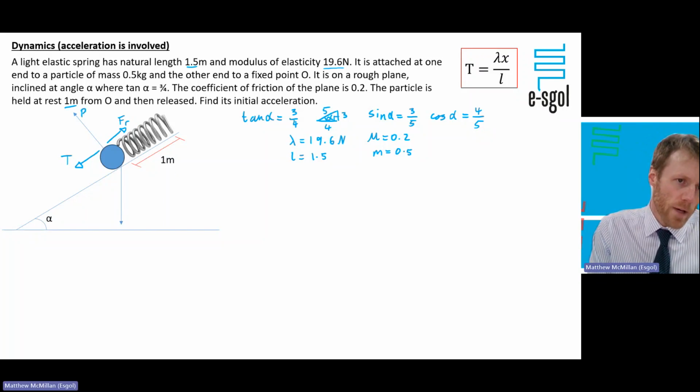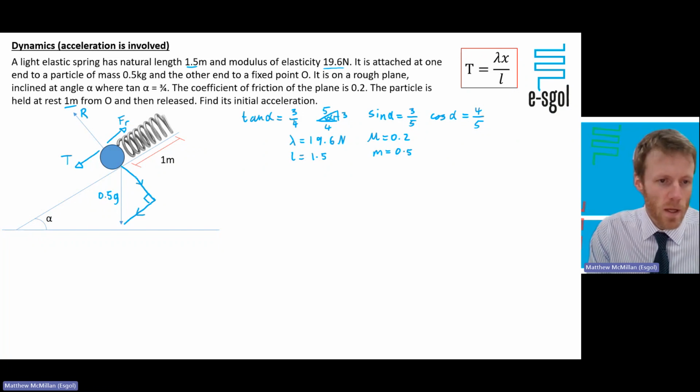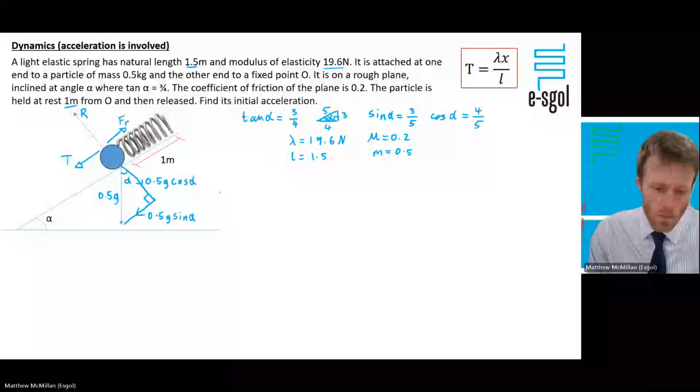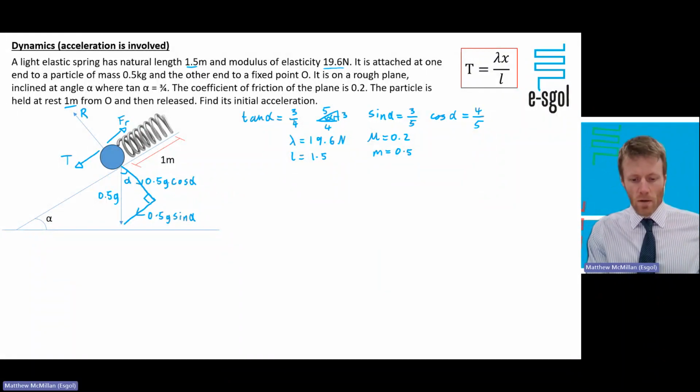We also get a normal reaction force going up, and then we have the weight: 0.5, that's the mass of the particle, times gravity. I like to put on just an extra triangle here to split the component of the weight up. If this is alpha in here, then this is 0.5 g, and it's adjacent to alpha, so that means it must be cos alpha. And this is 0.5 g, and it's opposite alpha, so it must be sine alpha. And just having all those forces on a diagram, I find helps me decide where I'm going.